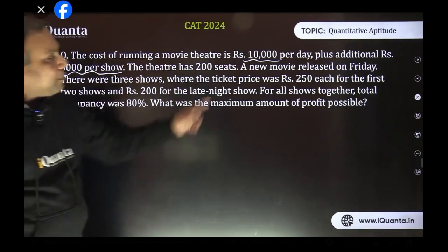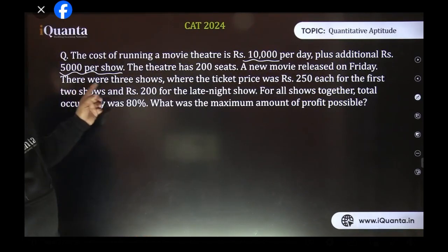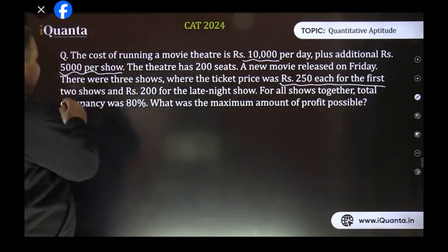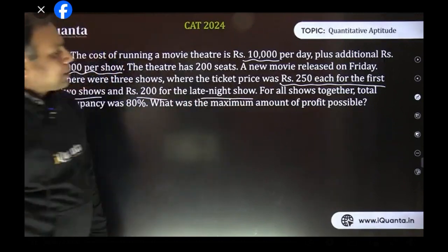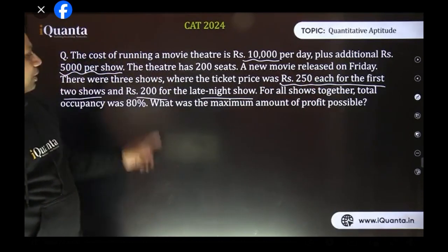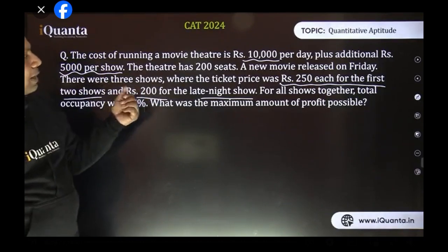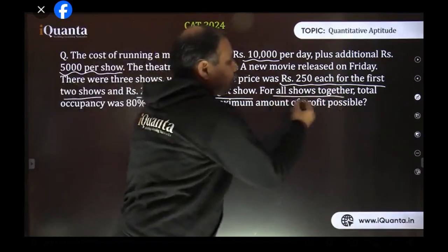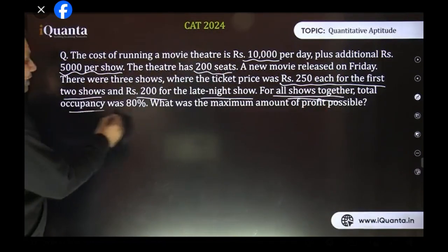Now theater has 200 seats, and a new movie is released on Friday, there were 3 shows where the ticket price was 250 each for the first 2 shows and rupees 200 for the late night show. So there are 3 shows basically. For the first 2 shows, price for each ticket is 250, and for the third show, the night show, it's 200 rupees, and total 200 seats are there. Okay, for all shows together, total occupancy was 80%.